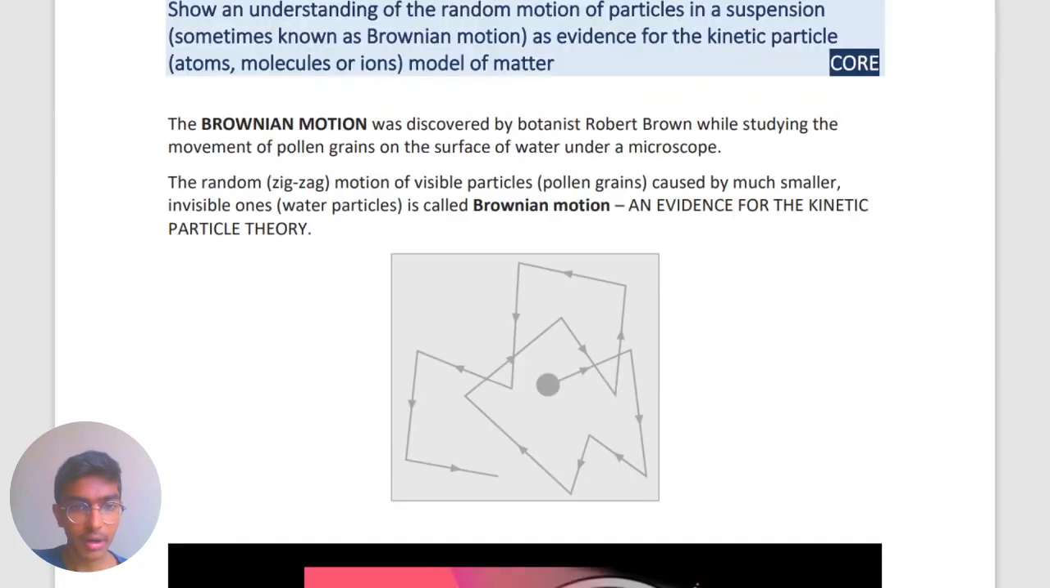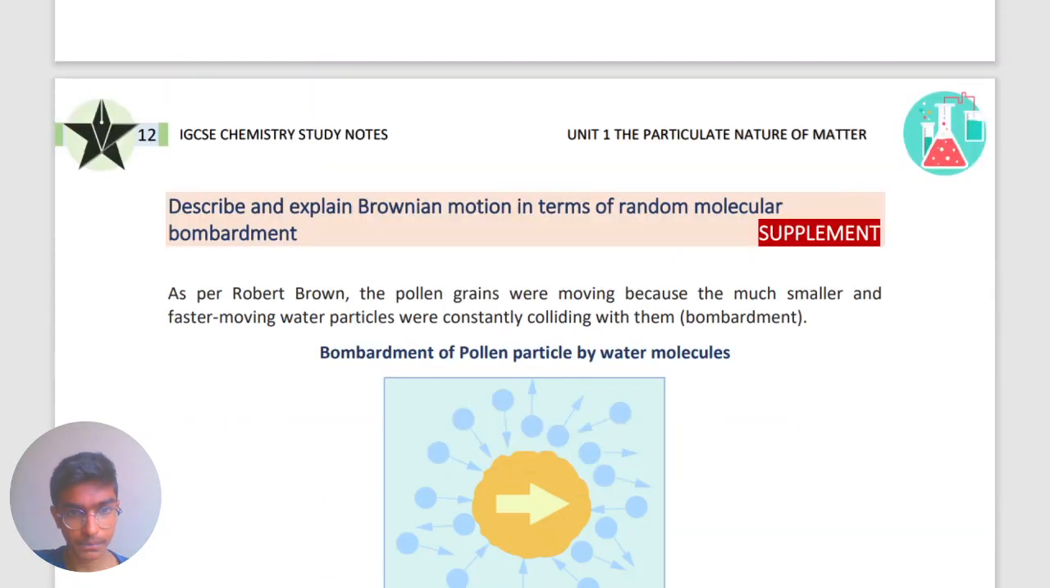Okay, so right here is a diagram of what he saw or what he observed in the microscope. This is the Brownian motion that you see, okay? And he discovered this through the pollen grains on the surface of the water. He saw that they were moving or jiggling, okay? That's what he observed. And then he got to know, because of the kinetic particle theory, that these movements are caused by much smaller invisible water particles, which we call the Brownian motion.